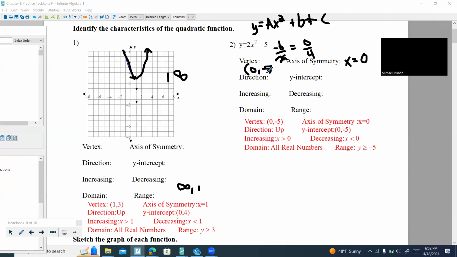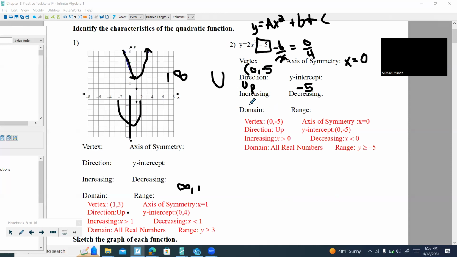So this is -5. The direction, since this is a positive, it opens upward, just like the last one. So it opens upward, same as this one up here, up. Our y-intercept is, in this case, -5. Since our axis of symmetry is 0, on this graph, it would be here at 0. That means at some point, it's going down till it hits the 0, and then it's going up afterwards.